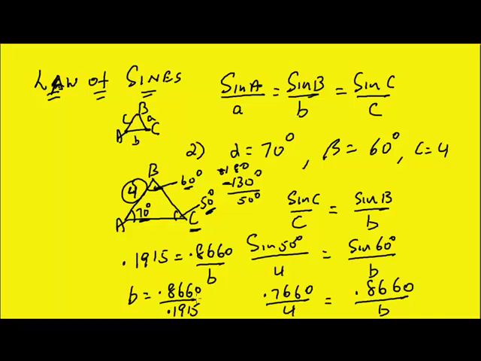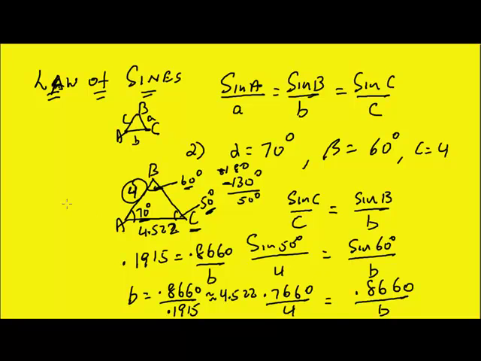0.8660 divided by 0.1915 turns out to be approximately 4.522. So what we just found was this side to be 4.522. Now the only thing that's left is to find side A.